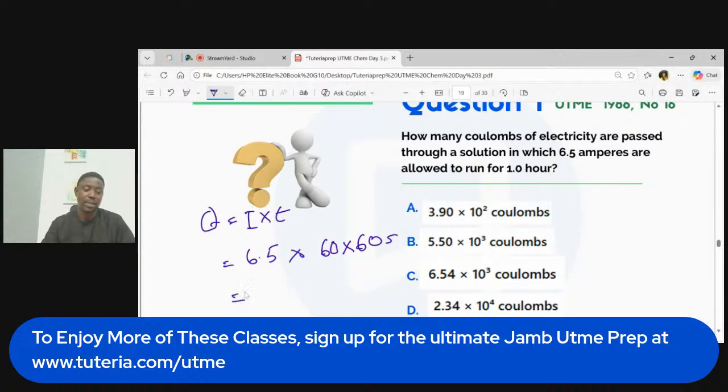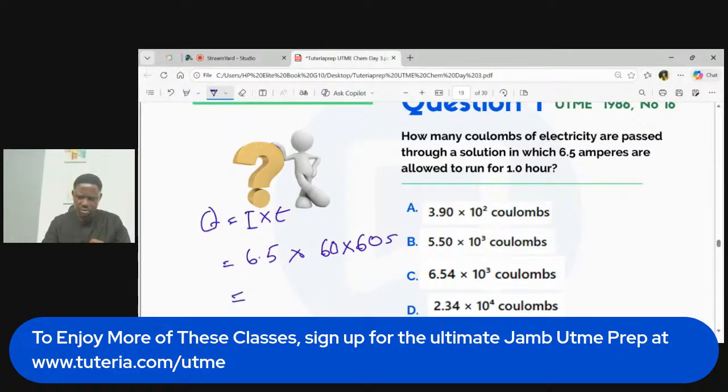Now let's multiply this, and I want somebody to drop the answer. I will see if you are actually following. So current times 60 times 60. What is that? 6.5 times 60 times 60. Somebody should drop the answer. Let's see whether we're going to figure out the answer from this JAMB question.